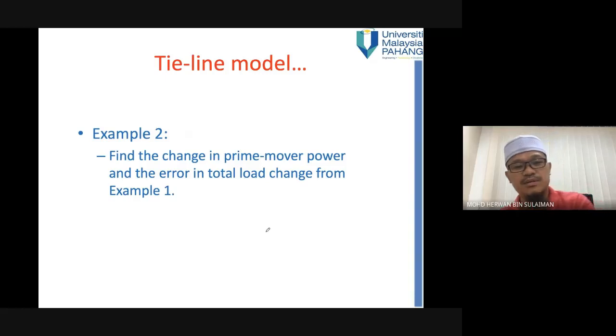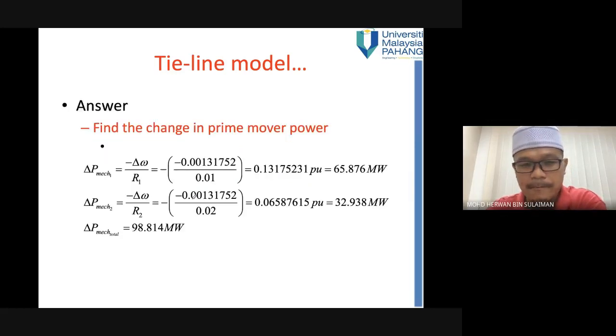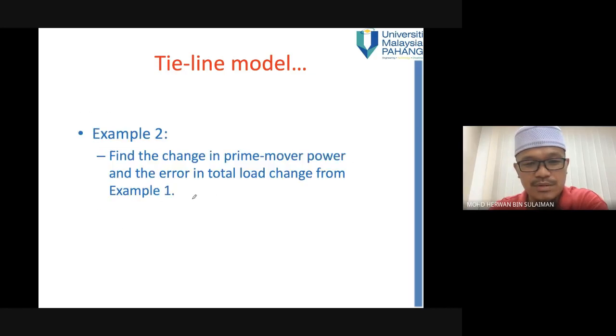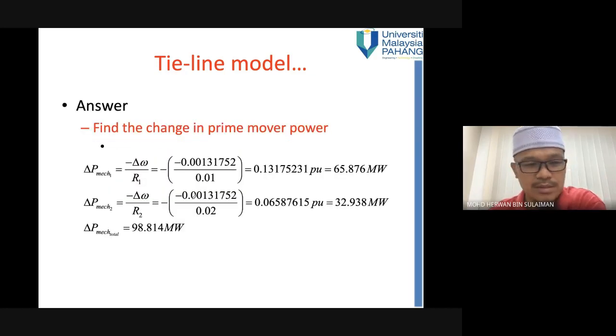Okay, let's find example number 2. Find the change in the prime mover power and the error in total load change from example 1. So we want to find the change in prime mover. Delta Pm1 equals minus delta omega over R1. We know already our delta omega, so this value divided by this value, and then times 500, you get 65.876. And delta Pm2 is minus delta omega over R2, you get 32.938.